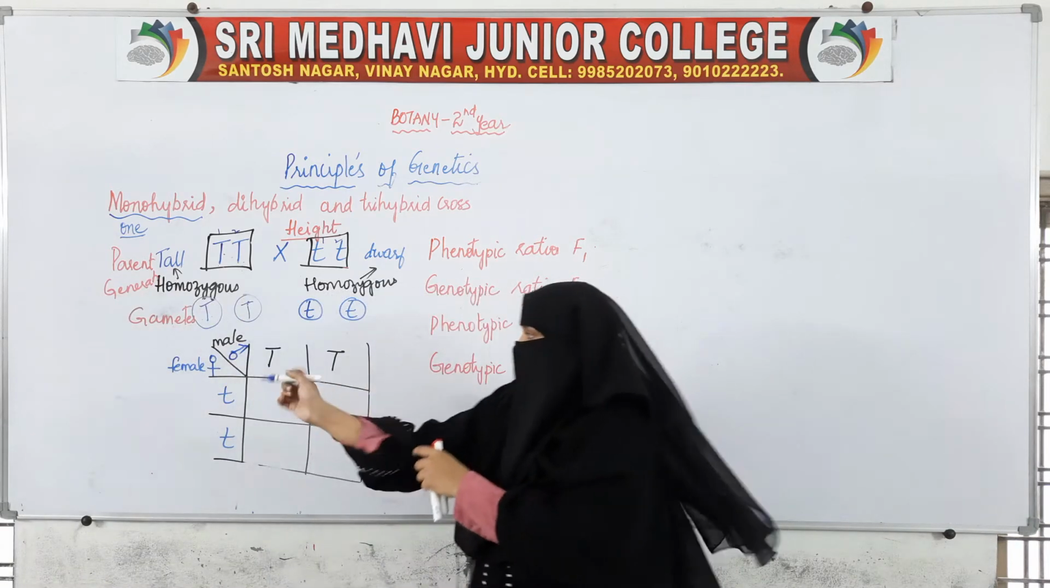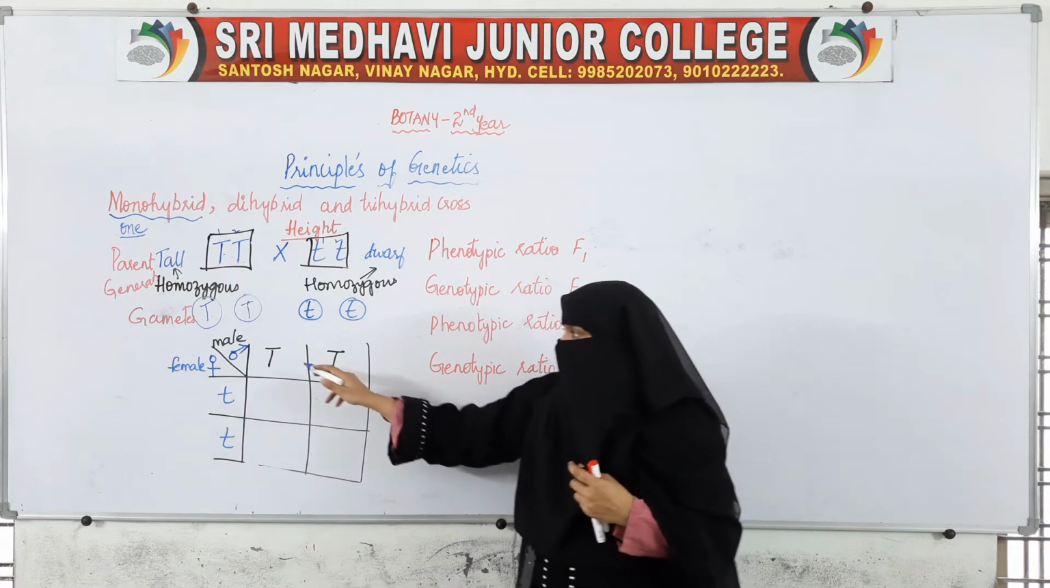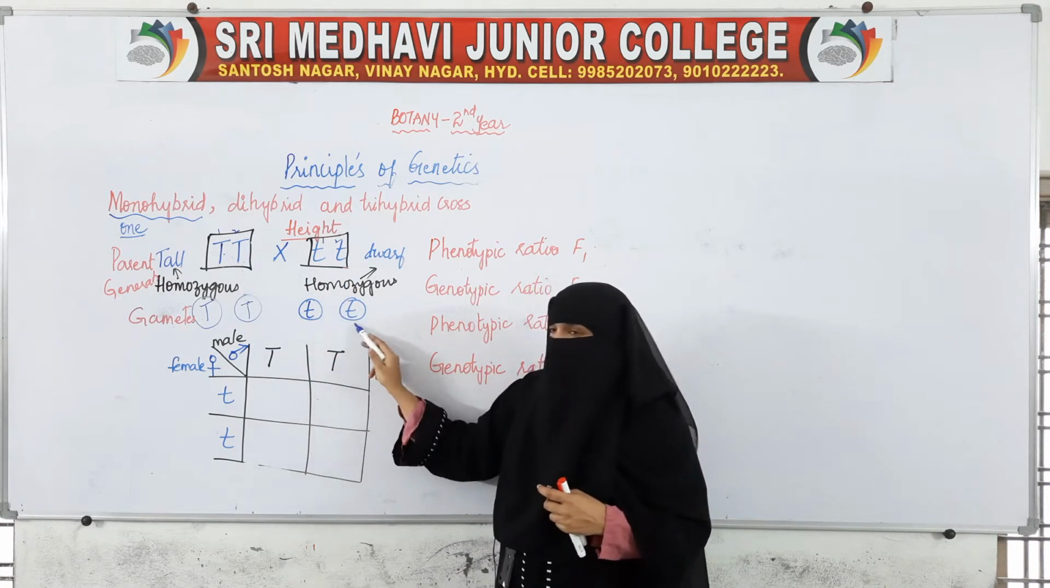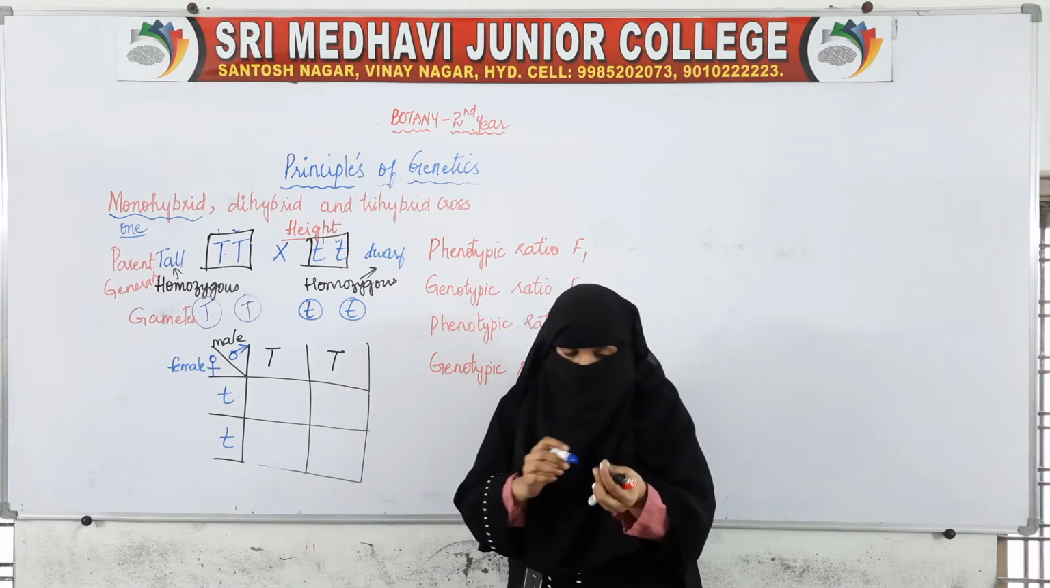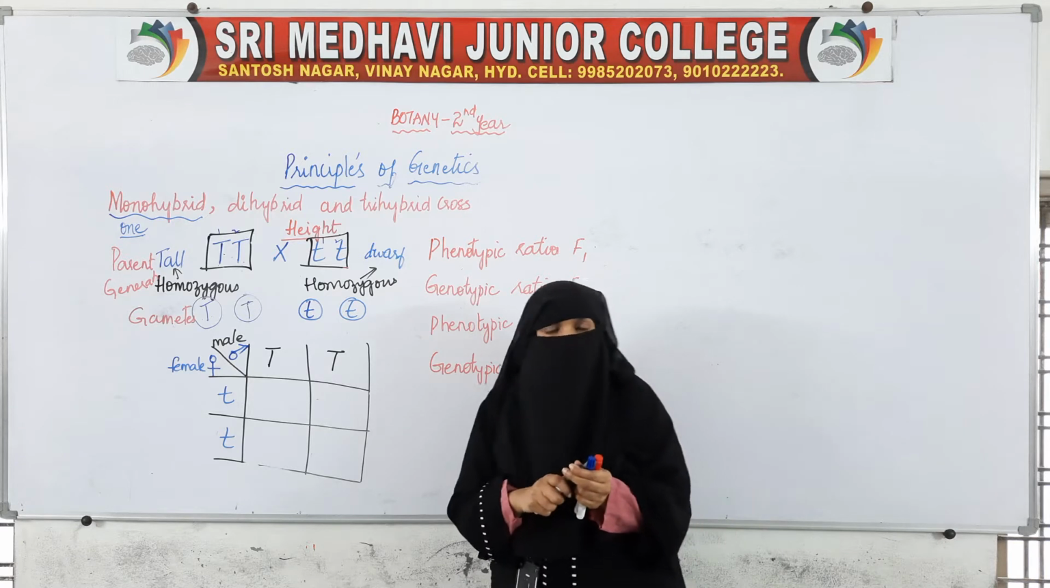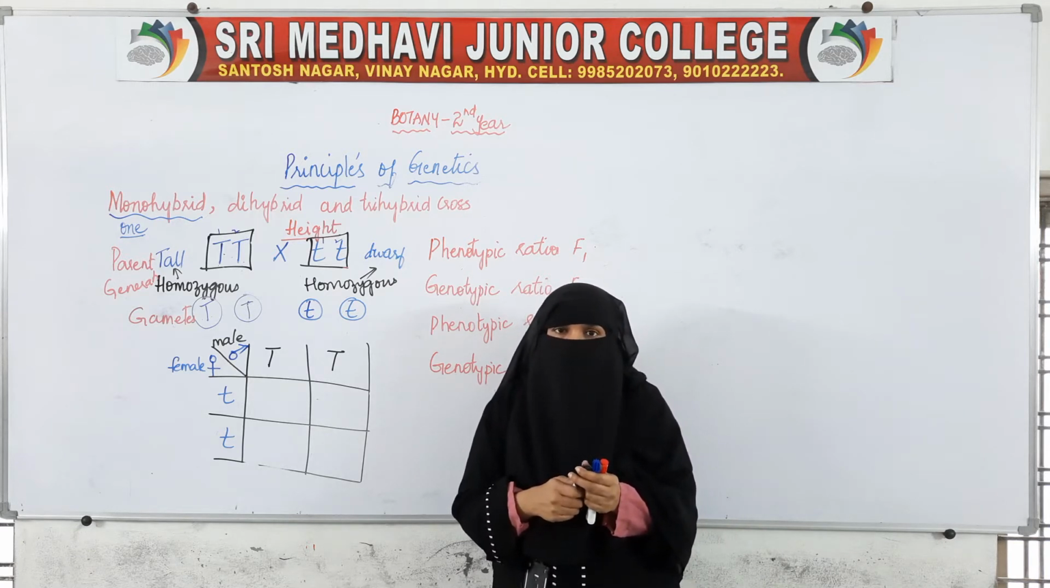So now gametes have been formed by the parents. This parent has formed these 2 gametes, and this parent has formed these 2 gametes. Now when the formation of gametes has taken place, there will be fusion. There will be fusion, and a new organism will be formed.